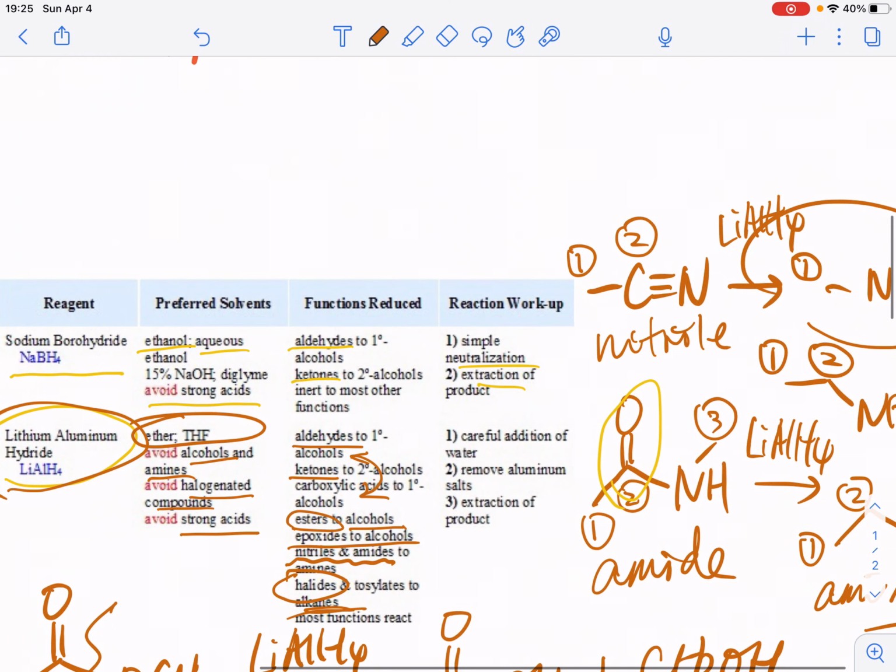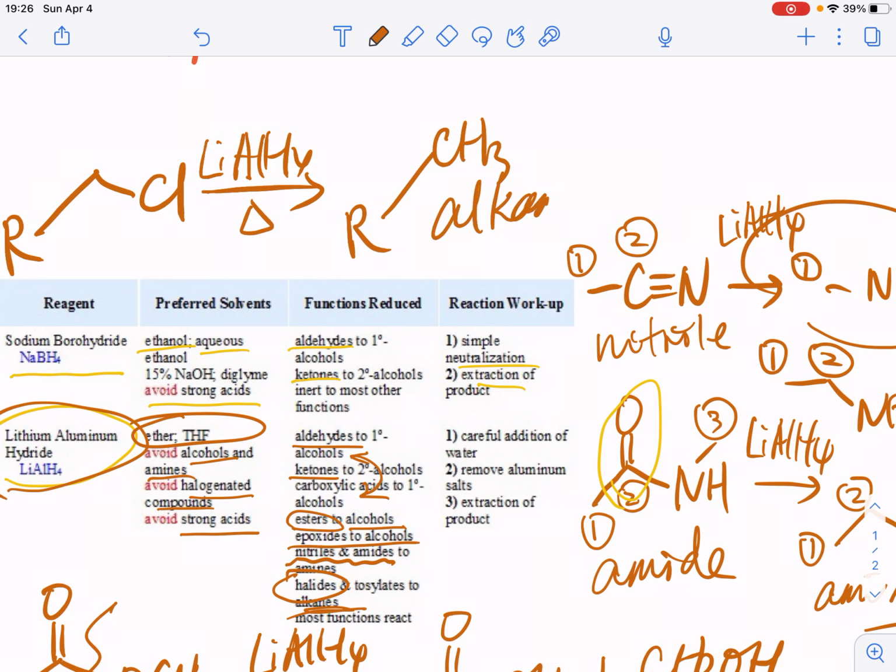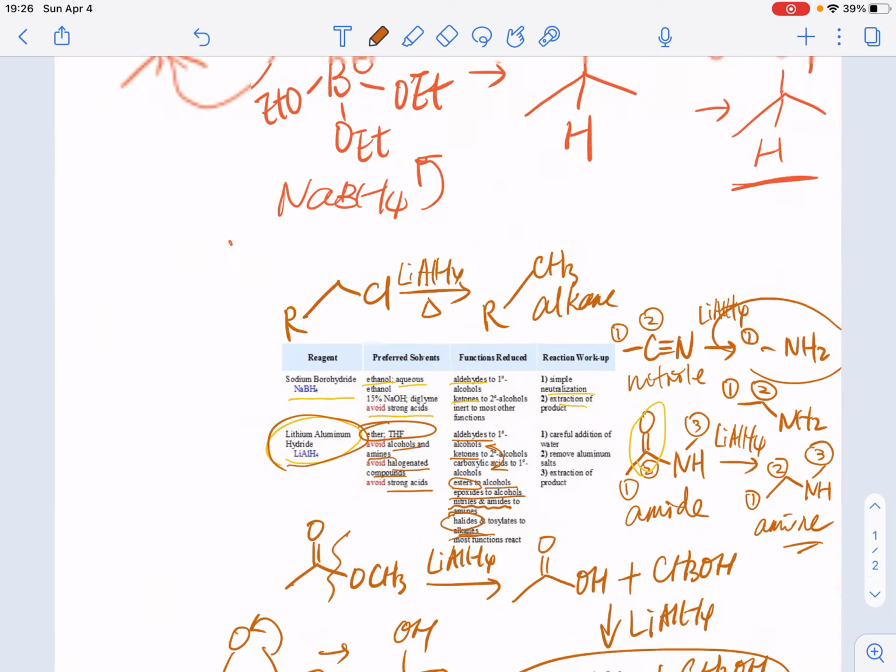An example will be Cl or bromo, lithium aluminum hydride. Well, you can't lose a nitrogen or you can't lose a carbon, right? So it's going to be an ethane. Let's see, RCH3, right? So this is going to be the alkane product after the reduction using lithium aluminum hydride.